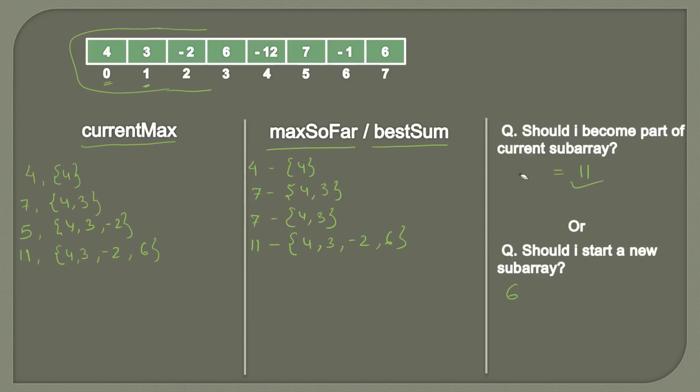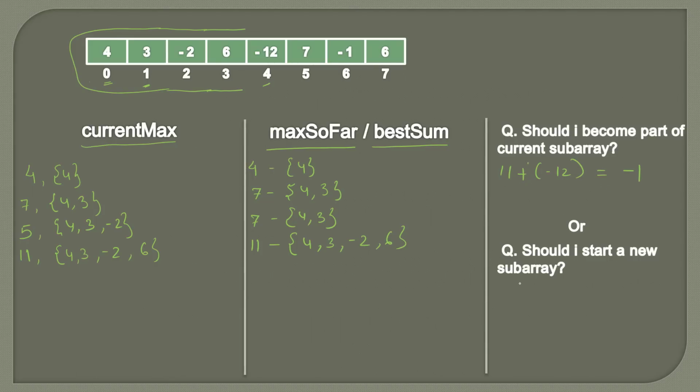Moving ahead, I will remove this. So now 6 has become part of our subarray. Now we encounter -12. So -12 will decide should I become part of current subarray. So the current subarray is this. So 11 plus -12 will give us -1.